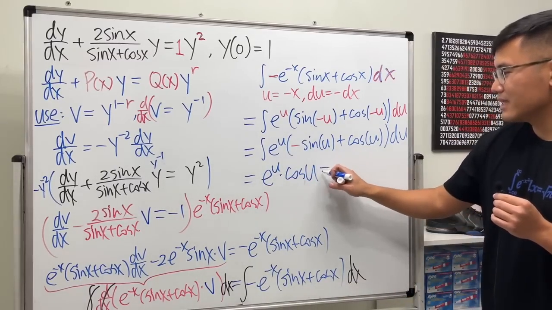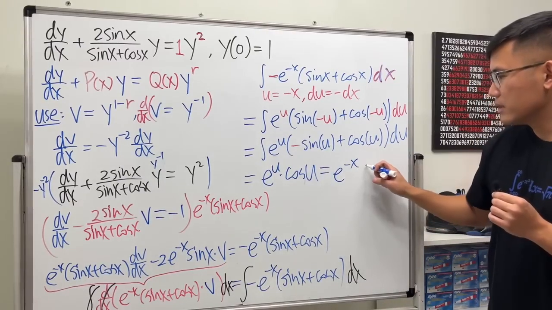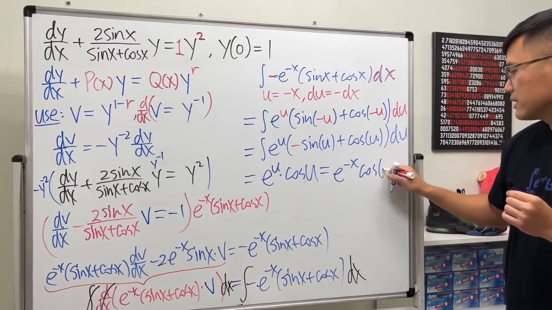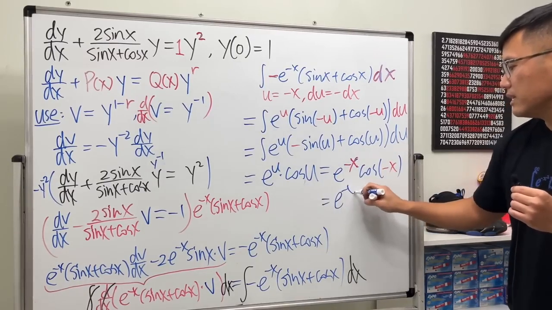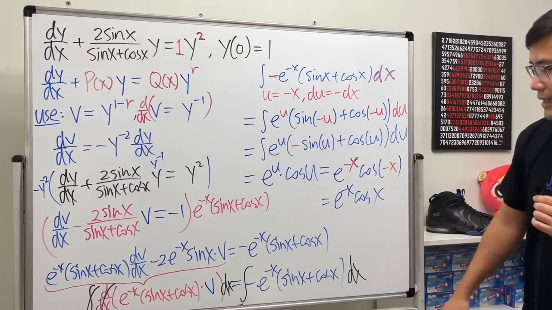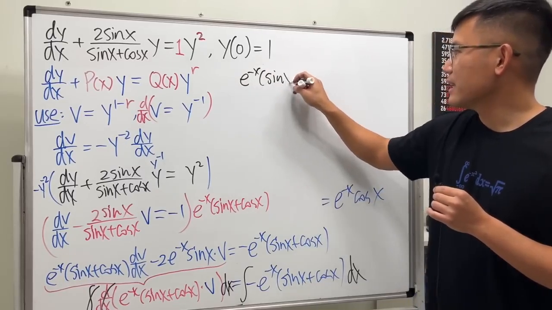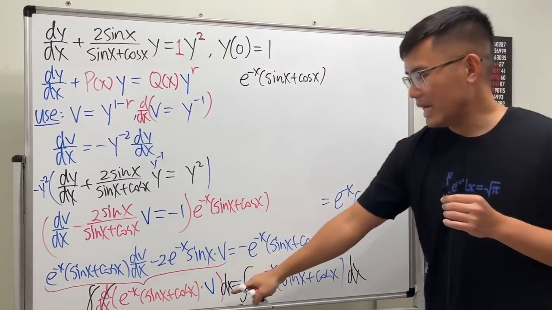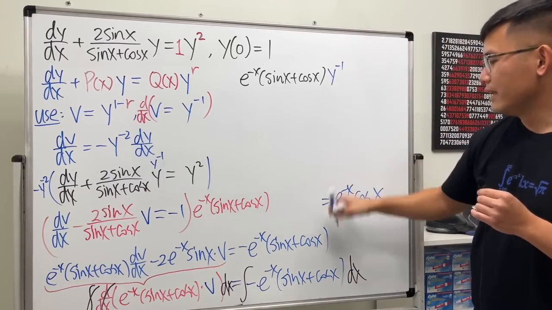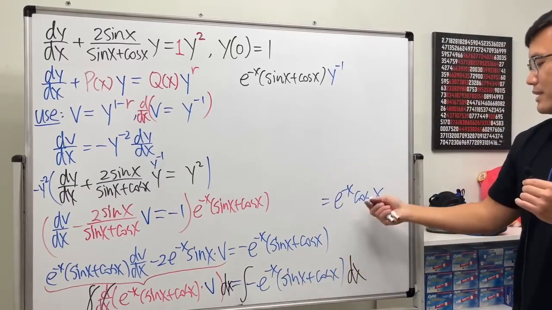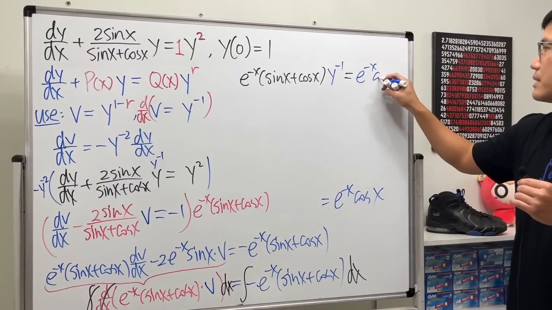So finally, we can see that the answer for this integral is just e to the negative x cosine of negative x. But again, the negative inside of the cosine doesn't matter, so it's just e to the negative x cosine x. So that would be the right hand side. We have e to the negative x times sine x plus cosine x. And then we have this v. V is just y to the negative 1. So let's write that down. And then on the right hand side, we saw that it was equal to this. So this is equal to e to the negative x times cosine x.